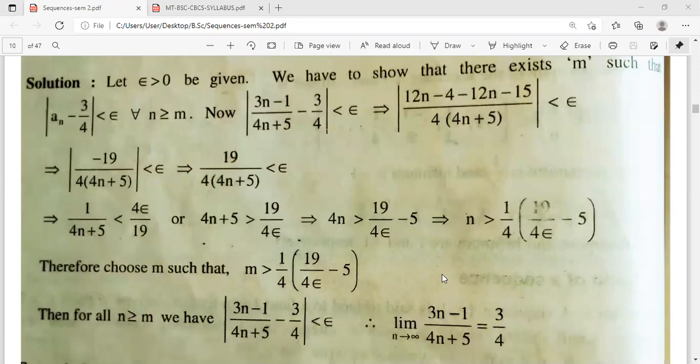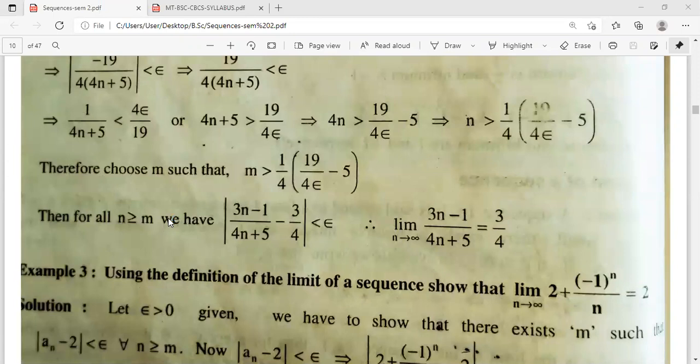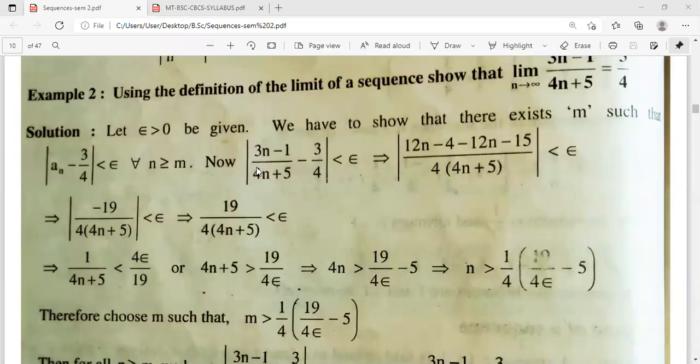Okay, now you replace n by m. Choose m such that m is greater than so and so. Then you write the definition: for all n greater than or equal to m, modulus of (3n minus 1)/(4n plus 5) minus 3/4 is less than epsilon, which implies the limit of (3n minus 1)/(4n plus 5) as n tends to infinity is 3/4. Just remember here, you apply the definition and write this |an minus l| is less than epsilon for every n greater than or equal to m.